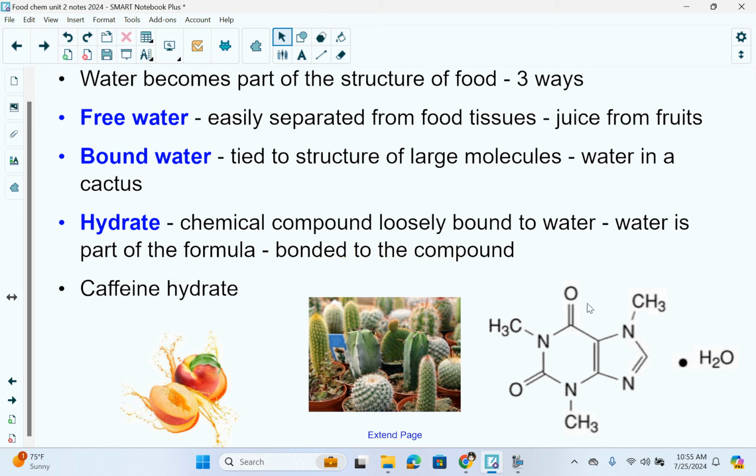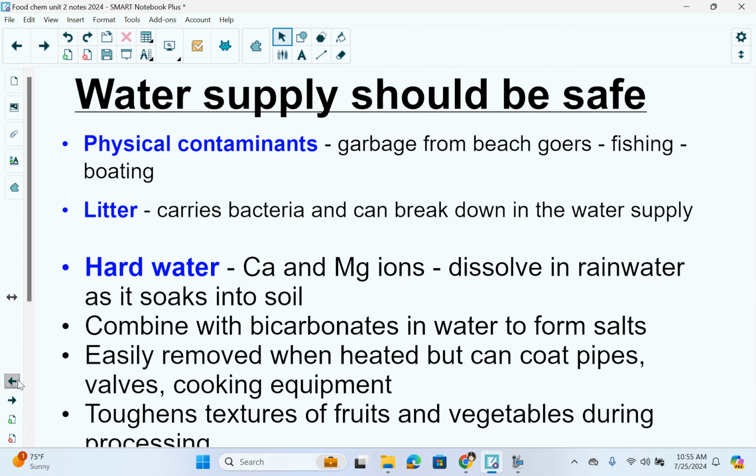So here's a caffeine hydrate. This is caffeine, and that little dot with the H12 means it's a hydrate. So water is part of the formula. It's bonded to the compound.